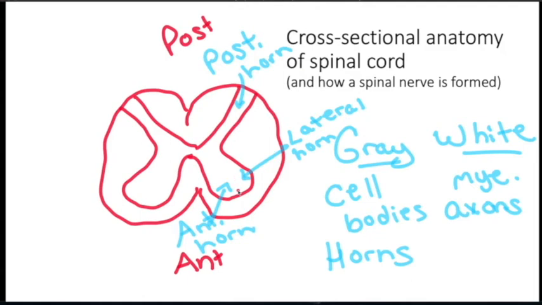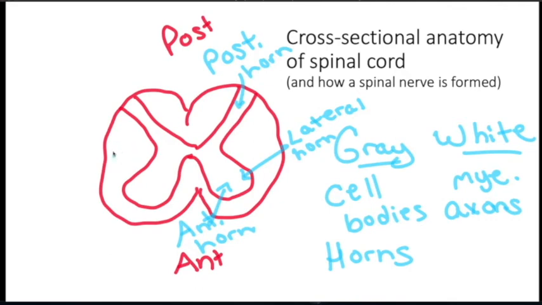Now, I'm trying to switch colors here. Oh, no, I wanted blue, sorry. I've labeled the gray matter on this side, and it would be the same on this side. It's symmetrical, left and right. But I'm not going to label both sides, because that would get kind of messy. On this side of the cross section, I'm going to label the white matter.